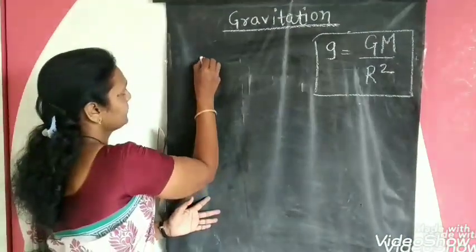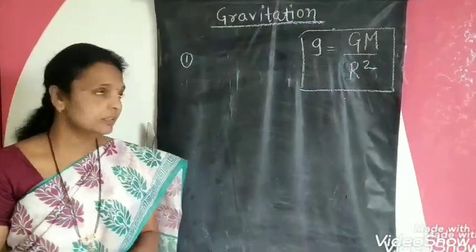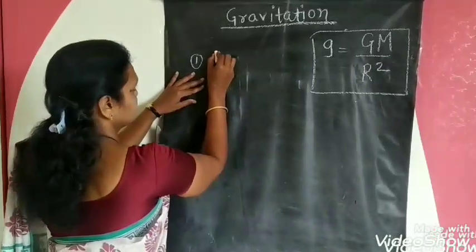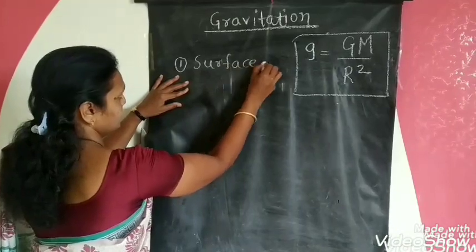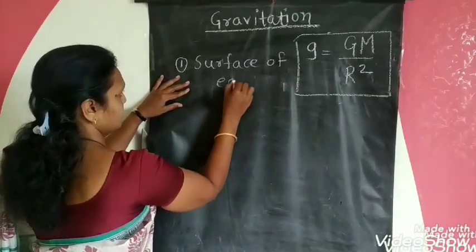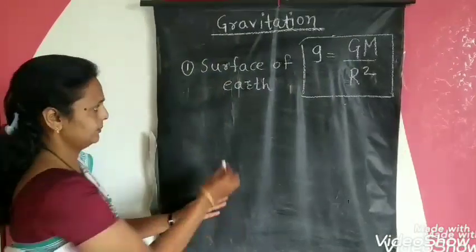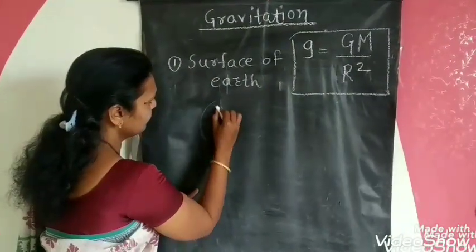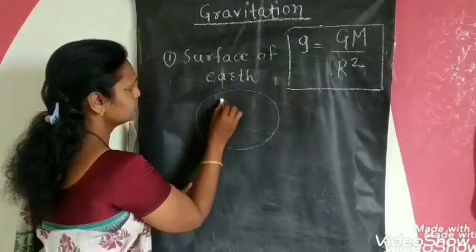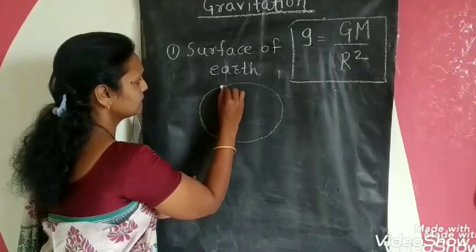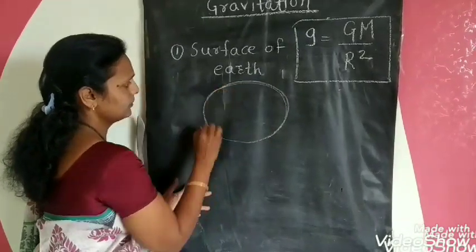First is the value of g on the surface of earth. For this point, we will see one diagram. Now see the shape of earth. Suppose this is the shape of earth. It is not exactly spherical.